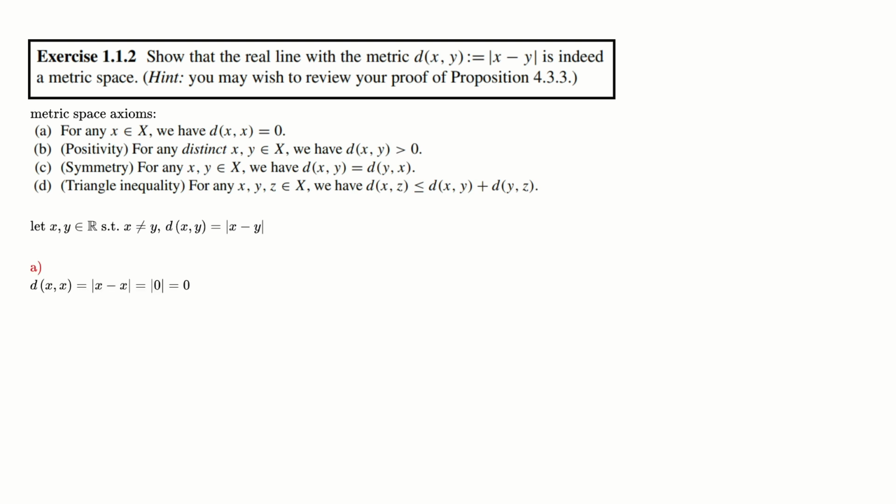So for part A, it's pretty trivially true. x minus x, or any number minus itself, is always 0. It's just the zero identity.